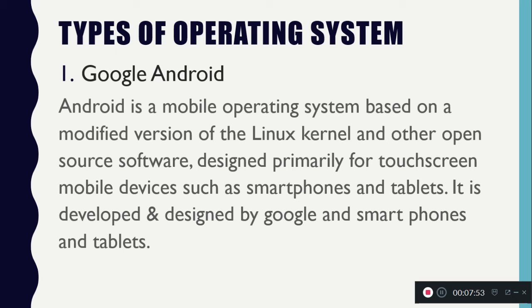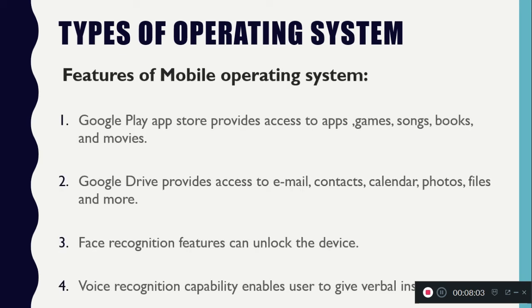Next, it's developed and designed by Google for smartphones and tablets basically. Now, under types of operating systems, we used to cover features of an operating system. What are the features? Likewise, it has the Google Play app. You all are aware of it. On Google Play, you download various apps, video editing, audio editing, and Google Classroom, which you have also downloaded from that app store. It gives access to a number of applications, games, songs, books, and movies.